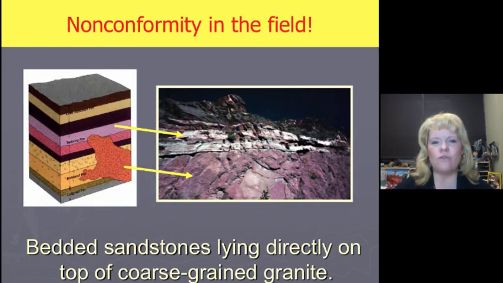Here is a nonconformity in the field. I've got igneous rocks down here overlain by some flat sandstones on top. So this used to be the root of a mountain range. It would be this stuff right here, some kind of an igneous pluton, and it got worn down and then flat sedimentary rocks on top.